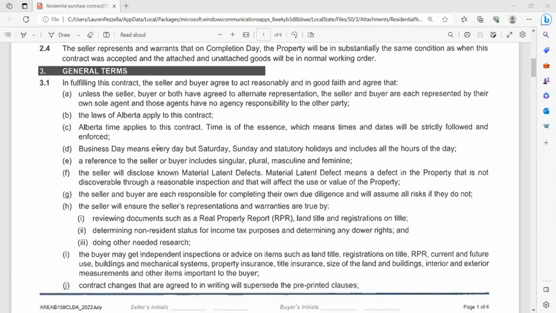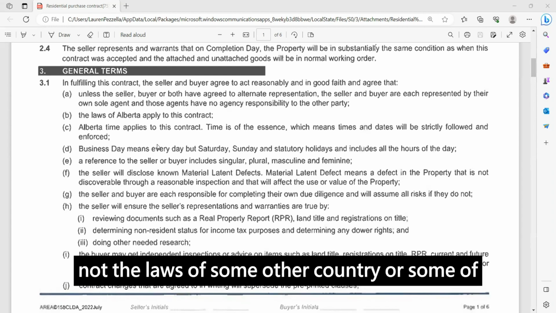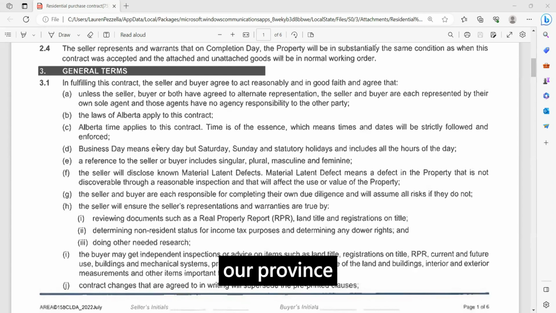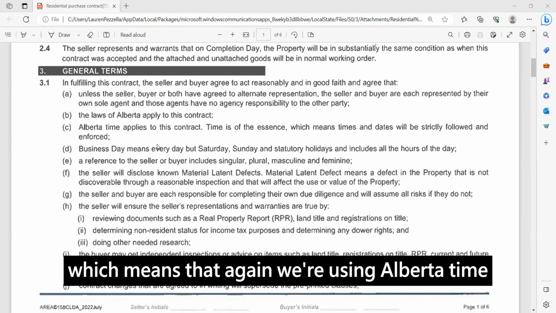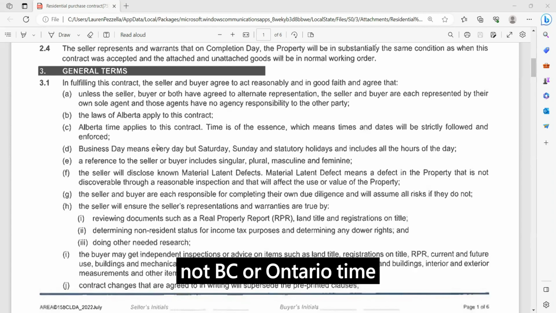3.1. So again, they basically say that the laws of Alberta apply to the contract, so everyone understands that, not the laws of some other country or some other province. Alberta time applies to this contract, which means that, again, we're using Alberta time, not BC or Ontario time.